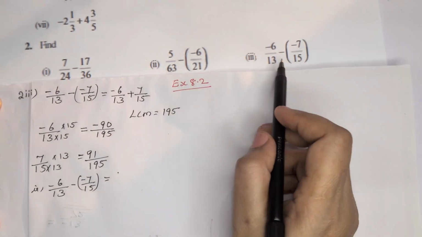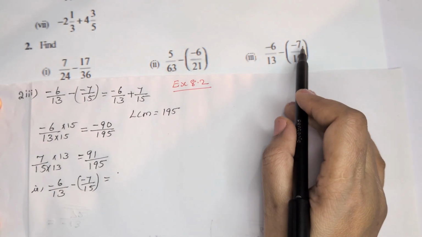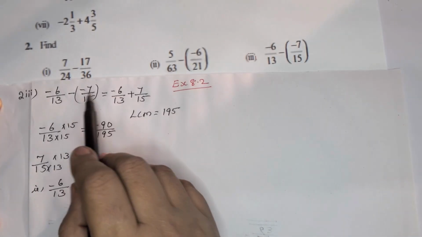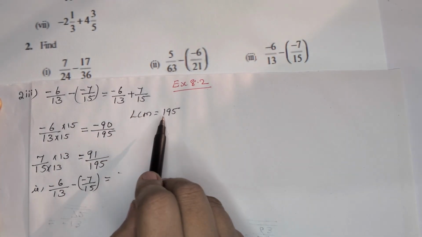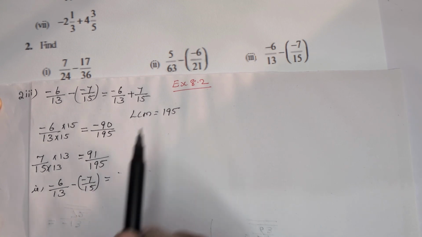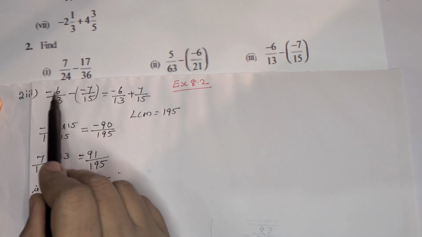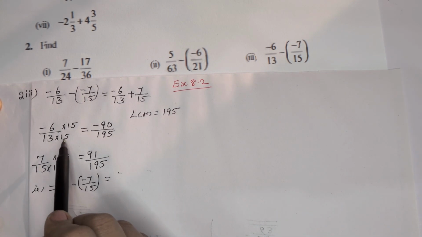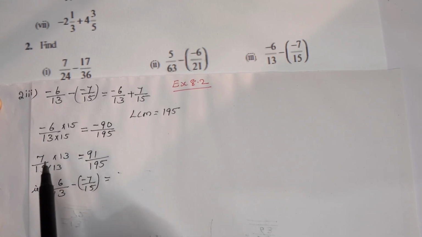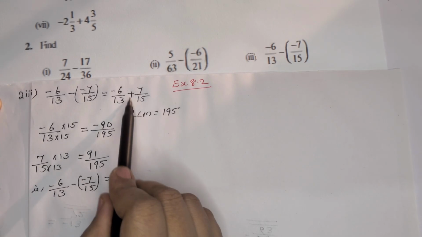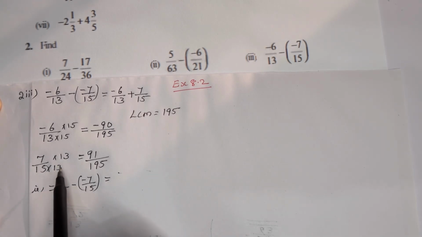Now third one, minus 6 by 13 minus 7 by 15. So minus of minus, we can put that as plus, and 13 and 15 no common factor. So LCM is 13 into 15, 195. First number minus 6 by 13 multiply by 15, we will get minus 90 by 195. And second number 7 by 15 multiply by 13, we will get 91 by 195.